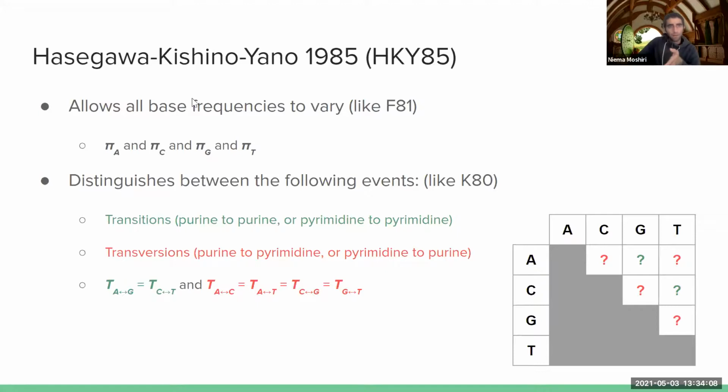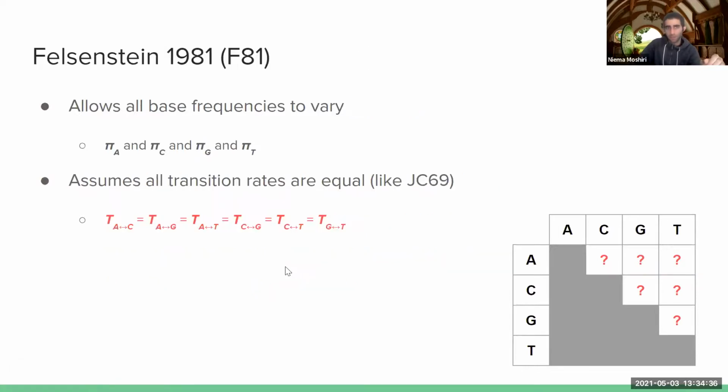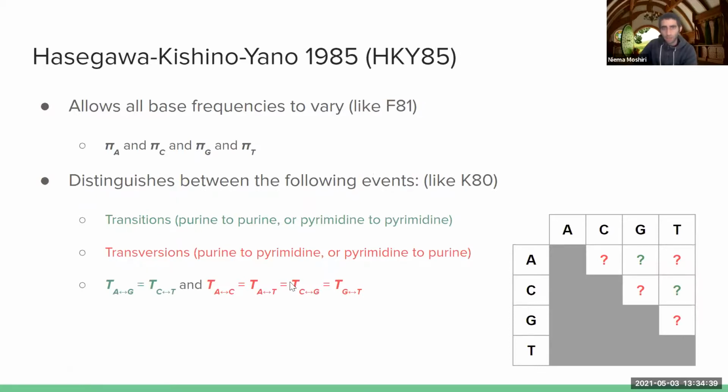Okay, so in 1985, these 3 people, Hasegawa, Kishino, and Yano, they came up with their own model that, just like the F81 model that I just showed you, allows you to vary those probabilities. And then just like the K80 model, it lets you differentiate between purine-to-purine and pyrimidine-to-pyrimidine versus purine to pyrimidine or pyrimidine to purine. So it lets you differentiate between these 2 types of events. So the Felsenstein one, all of these rates are equal. Here, just like the K80 model, we have this type of rate and we have this type of rate. Right, so this is kind of like the merging of the F81 and the K80 model. It's the K80 model, but now allowing you to vary these base frequencies.